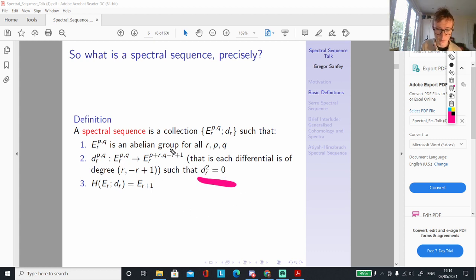And the third condition, and this is an important condition, is that because d_r squared is equal to 0, we get a chain complex formed by these d_r's. And so we can talk about the homology of E_r with respect to these d_r's, and this should be precisely the next page.